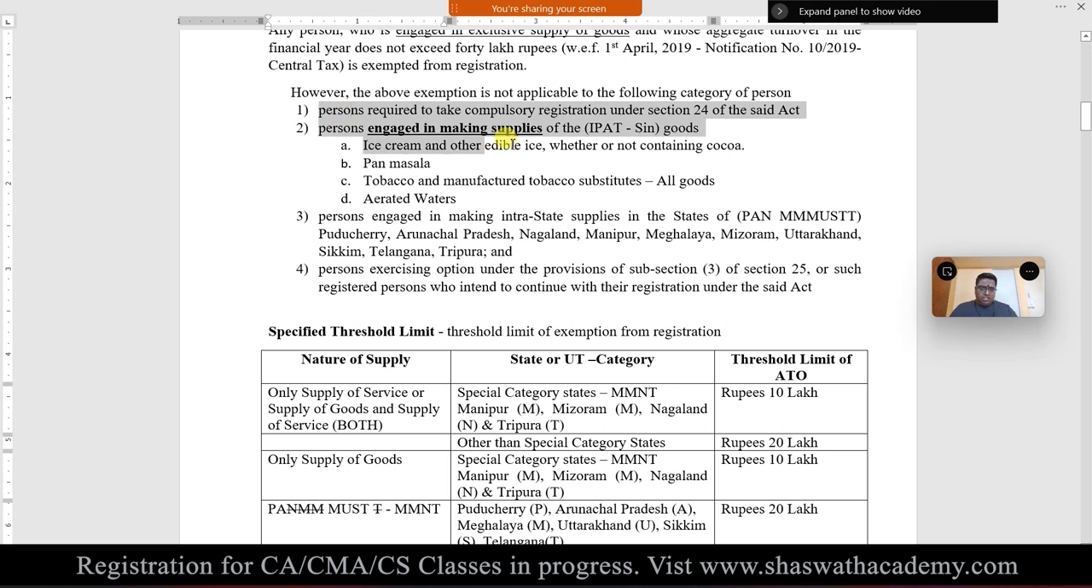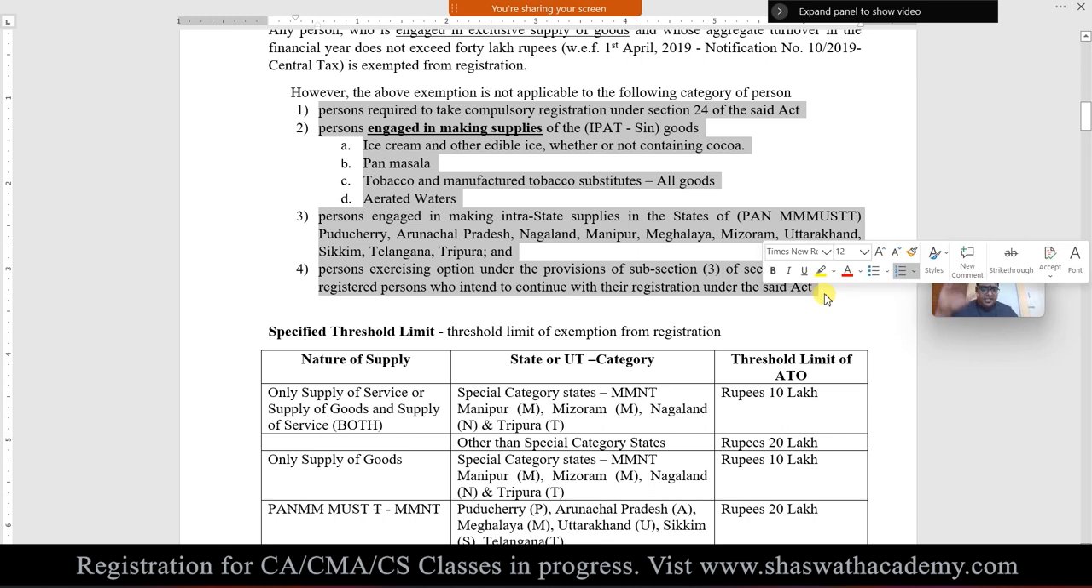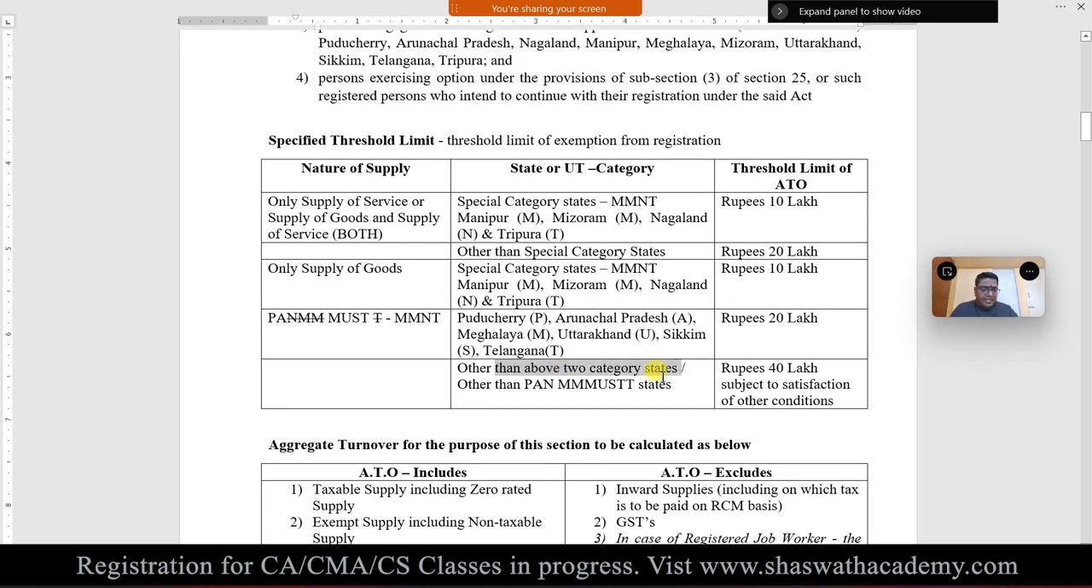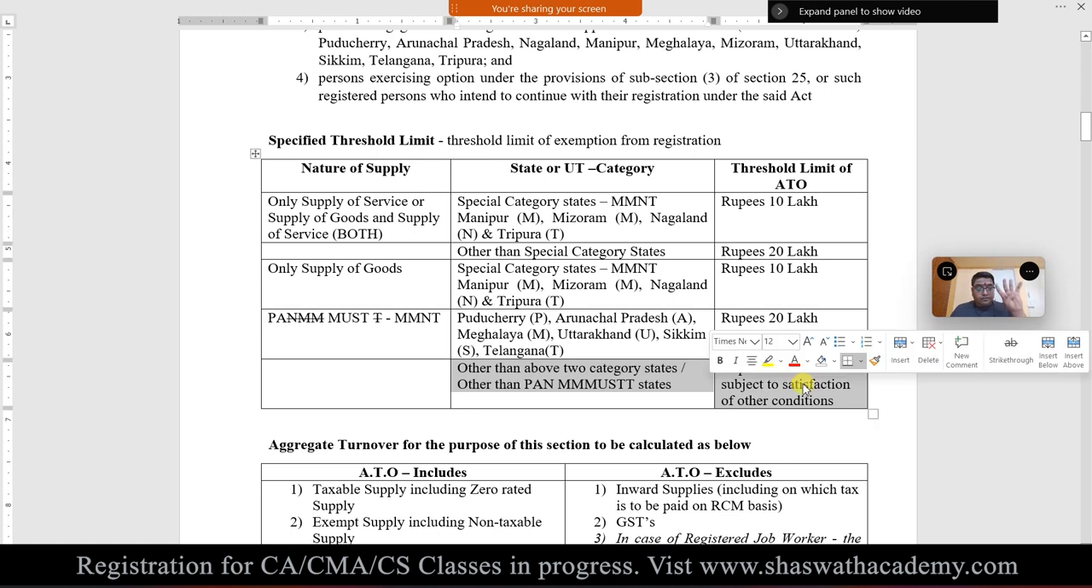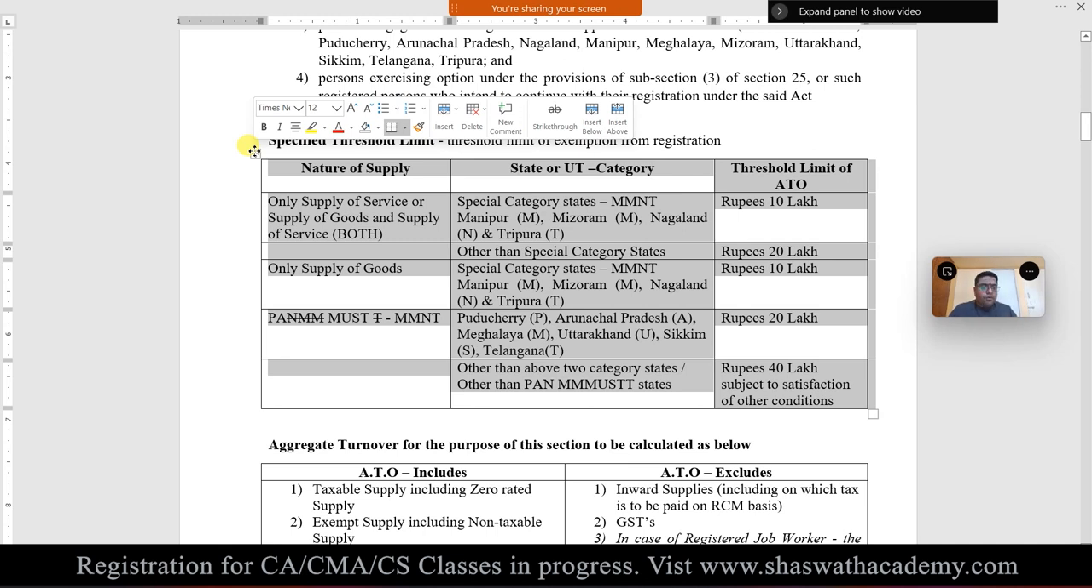Look at this. You are not supposed to have taken compulsory registration. You are not supposed to be dealing in iPad goods. You are not supposed to be in PAN master states. And you should not have taken even voluntary registration. When these conditions are satisfied, and if you are operating in other states, your threshold limit for registration is 40 lakhs. My dear, mark my words, this can be an MCQ or a standalone 4-mark case study question. Guys, are you all with me? Which can follow? Will your answer be different if he is also the provider of service or if you are staying in another state? That can be a question of that sort. Guys, are you all comfortable?